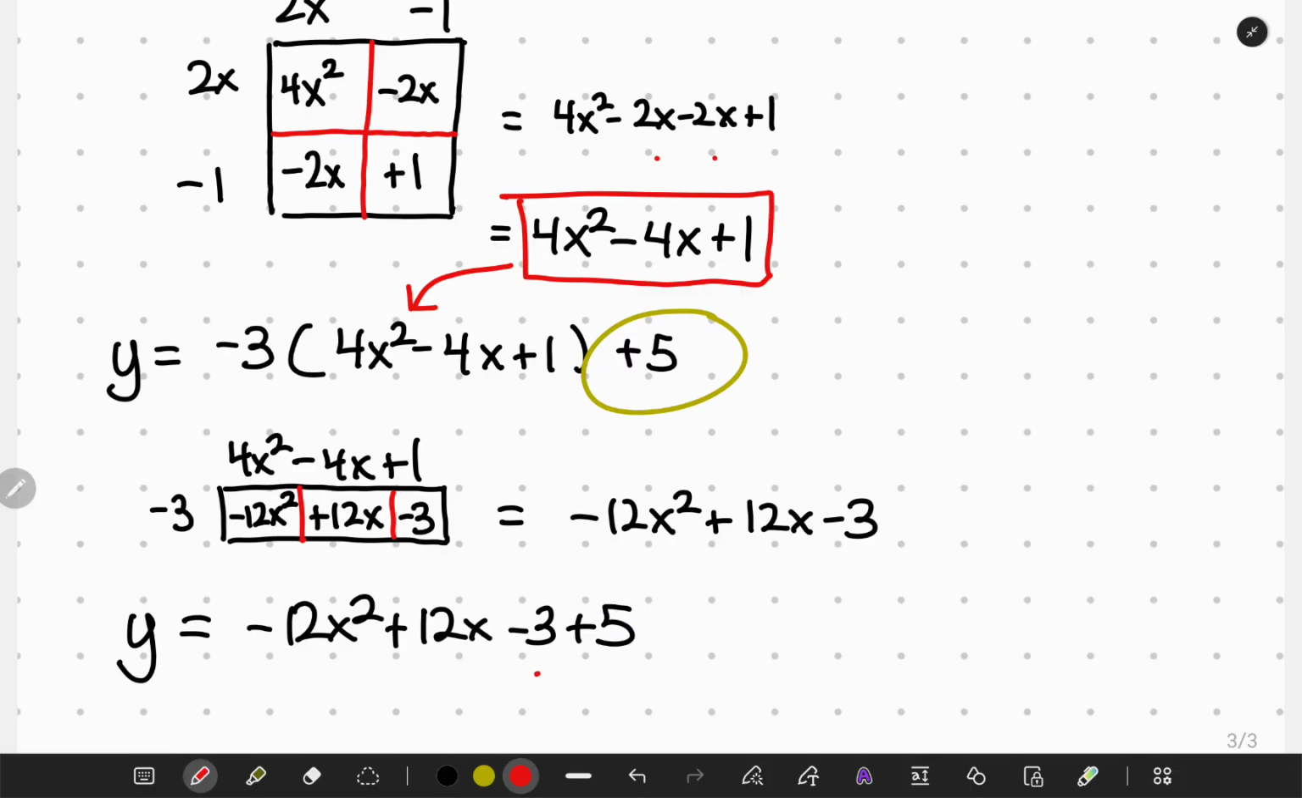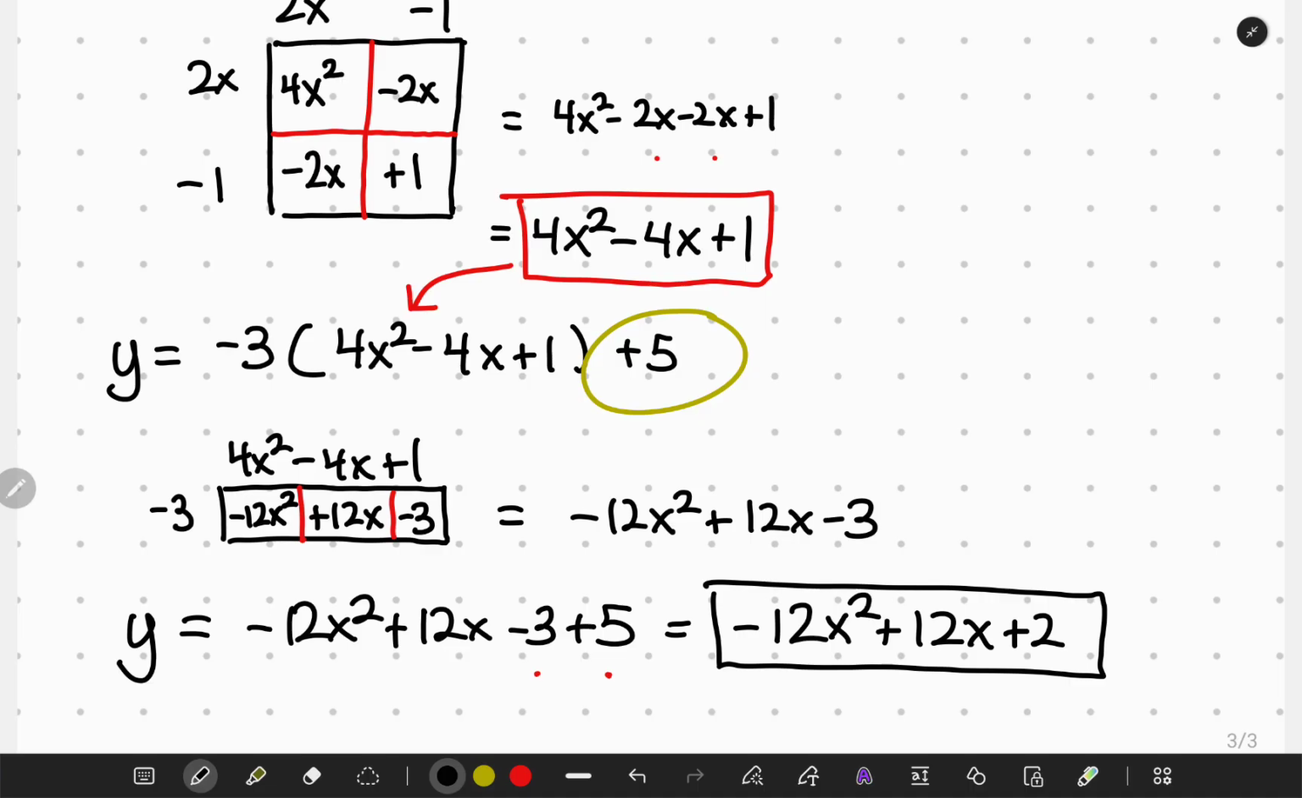Aha, now I can see that I can combine these two numbers at the end, and I have to ask myself, okay, what's 5 minus 3? Well, 5 minus 3 is 2, so I can just say negative 12x squared plus 12x plus 2. And this is officially our final answer.